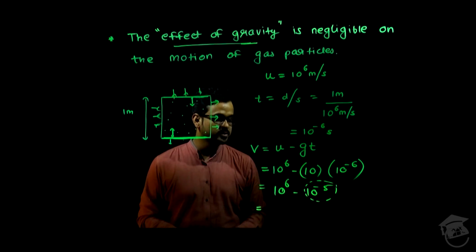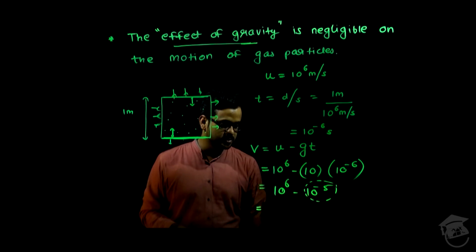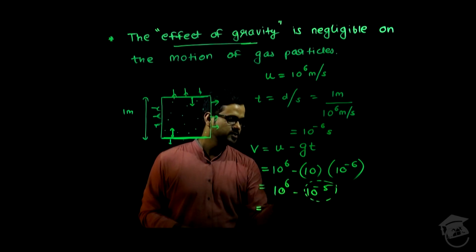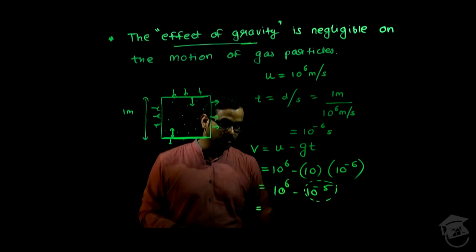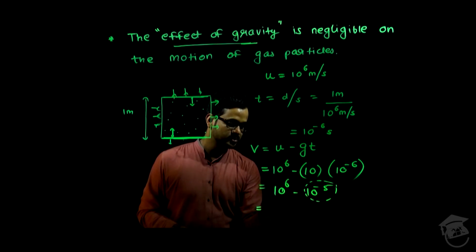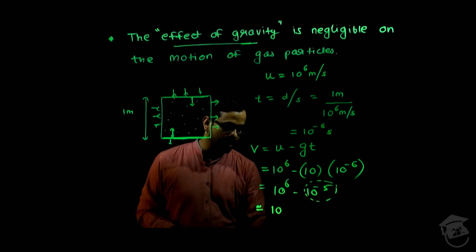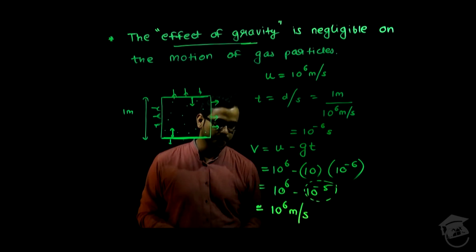10 raised to the power 6 is 1 followed by 6 zeros, right? So that is almost 10 lakhs. And this is 10 raised to the power minus 5, which is 0.0000 1, four zeros and then 1. So obviously this quantity is very small as compared to the other quantity. And this can approximately be written as 10 raised to the power 6 meters per second.